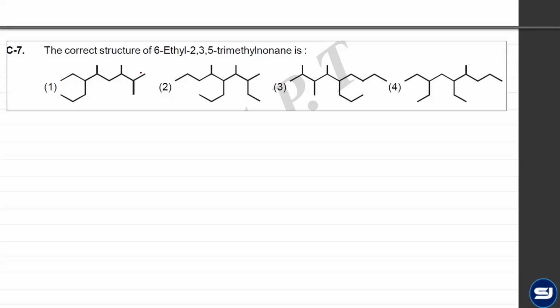And with this longest chain, the numbering will be done from the right or from the left? Right, because the substituents are closer from the right side ka end. So it is 1, 2, 3, 4, 5, 6, 7, 8, and 9. Now those which do not come in the parent are the children, so at 6 there is ethyl, and at 5, 3 and 2 there is methyl. So 2,3,5-trimethyl and 6-ethyl. Yes, this should be the correct answer.